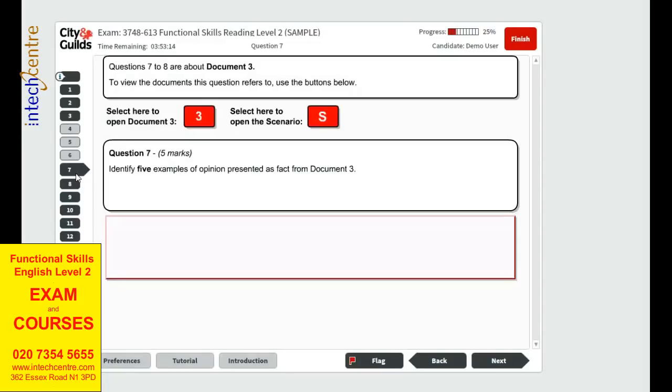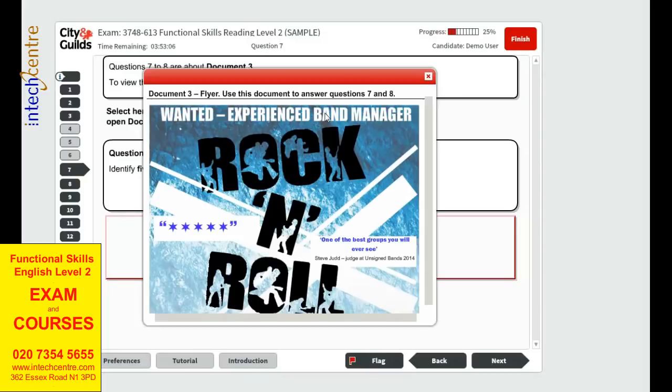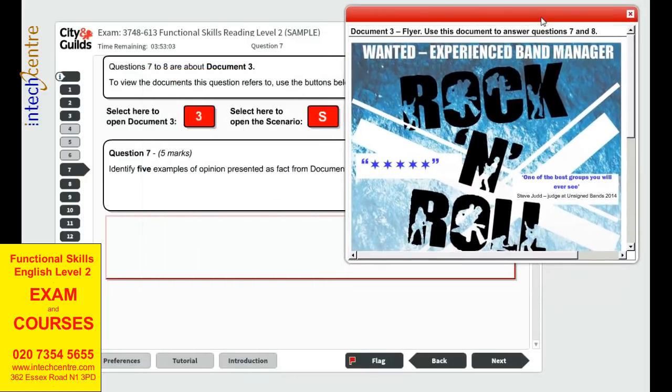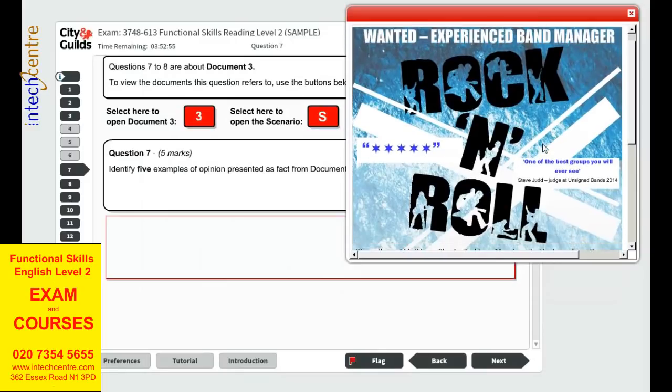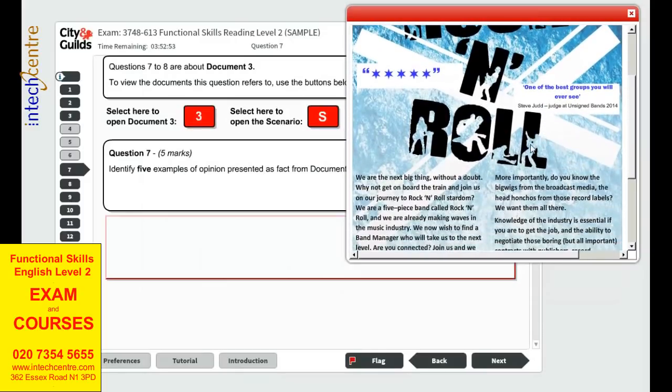So that's question 6 done. Question 7. Identify 5 examples of opinions presented as a fact from document 3. This is very important. Opinions presented as facts or biased phrases will definitely come up in the exam. So you must be very familiar with these.